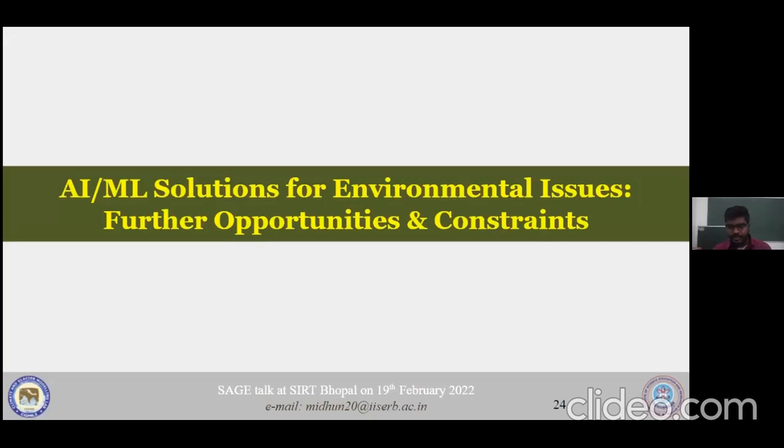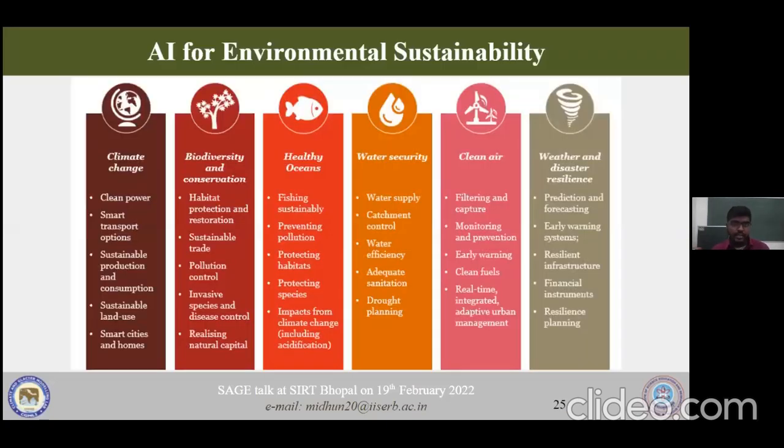I hope most of the listeners are from an engineering background. In future, the engineering sector has a lot to contribute using AI for environmental sustainability. Whatever I talked about is just one bullet point in this entire flow diagram. We can focus on making clean power, like renewable sources of energy, smart transport options, sustainable production and consumption, sustainable land use, these kinds of things where AML techniques can be implemented.